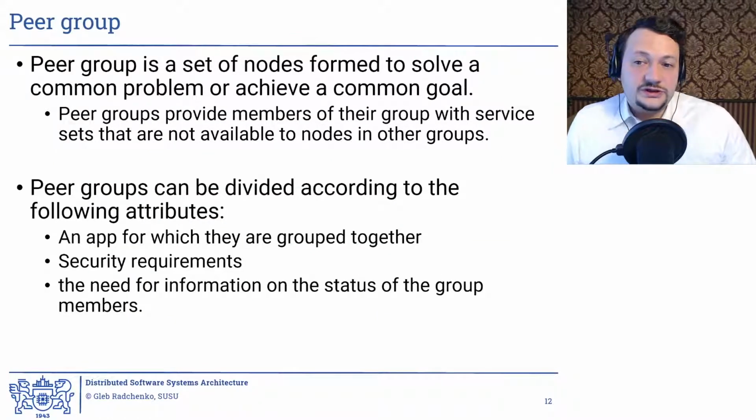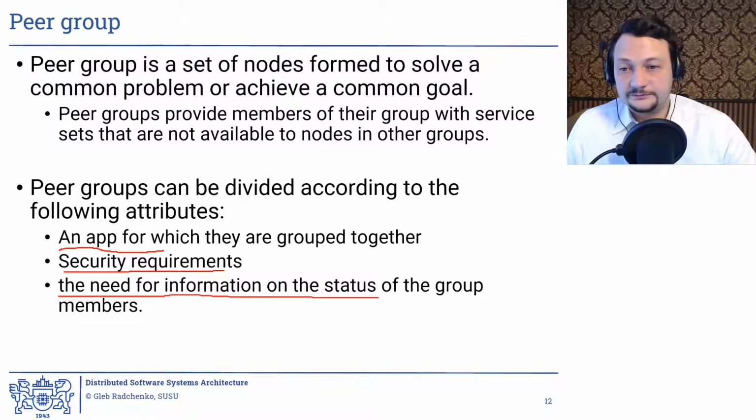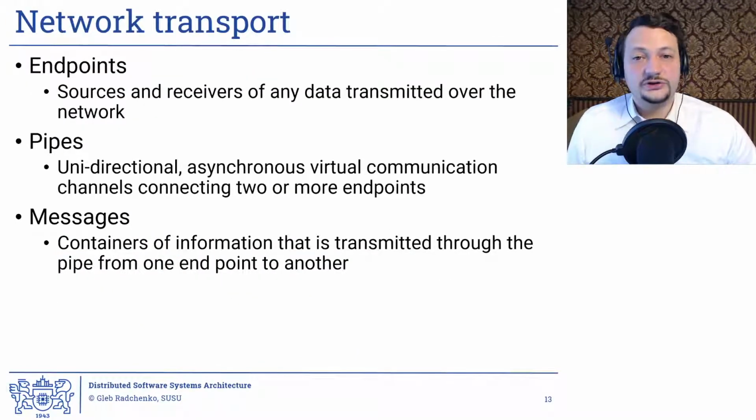So peer groups can be divided by an app for which they are grouped together, by some security requirements, or by the need for information on the status of the group members. To organize the connection between the peers, we need a network transport. Network transport consists of three main elements. These are endpoints. These are sources and receivers of any data transmitted over the network.